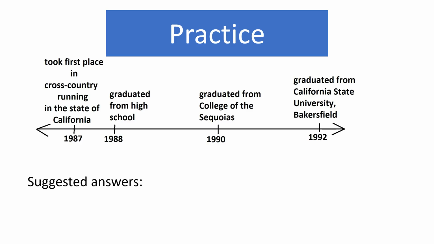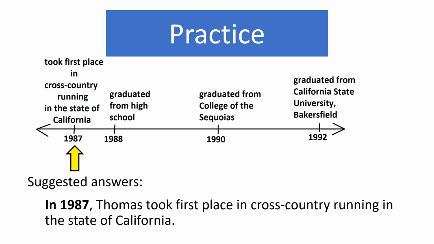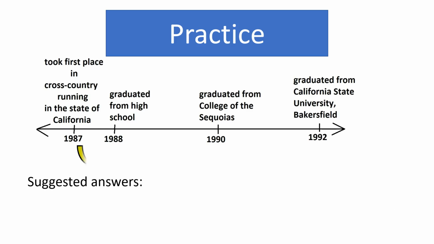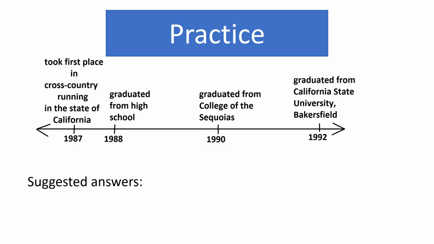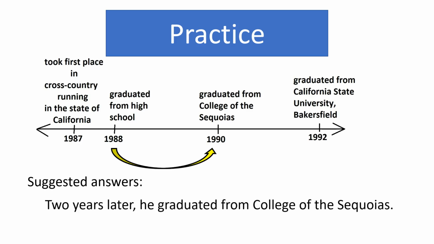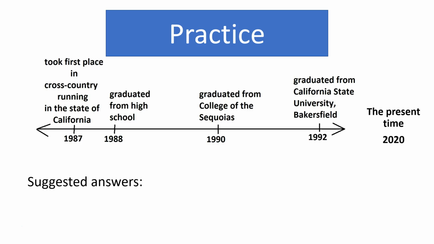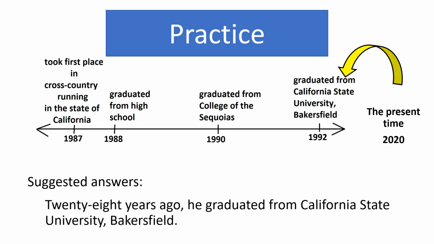Are you ready to see the answers? These were the sentences I wrote. "In 1987, Thomas took first place in cross-country running in the state of California." "1 year later, he graduated from high school." "2 years later, he graduated from College of the Sequoias." And if I look at the present time of 2020 and I go back into the past, I would say "28 years ago, he graduated from California State University, Bakersfield."